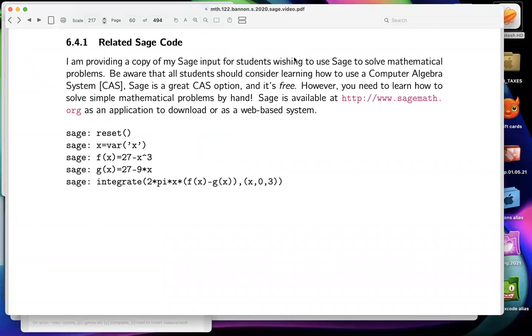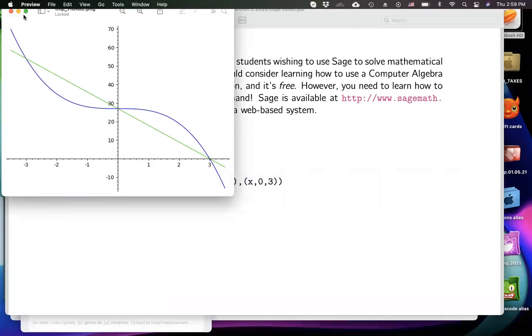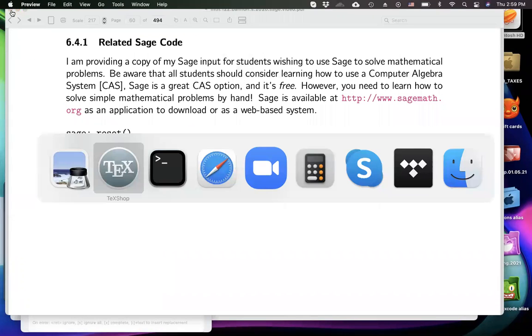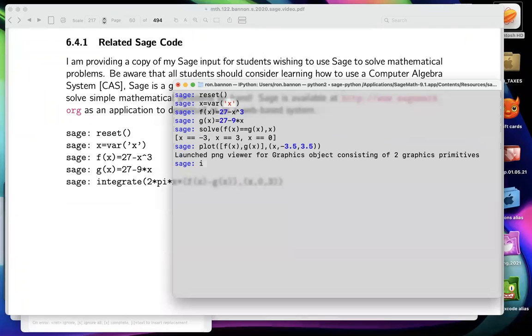They want me to integrate. Whoops, sorry about that. I got to close that out. Integrate. And I'll go back over the notes for you. And they want me to do 2 star pi.